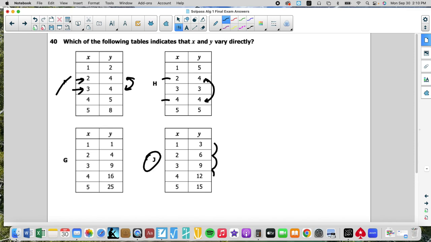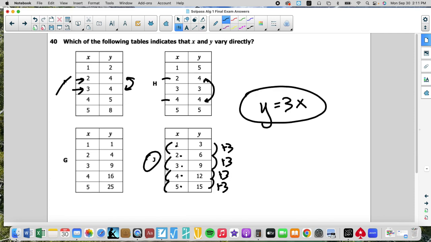3, 6, 9, 12, 15. We're adding 3, adding 3, adding 3, adding 3, and we're increasing by 1. That gives me a slope of 3. So y equals 3x. If we plug in 1, we get 3. If you plug in 2, you get 6. Plug in 3, you get 9. Plug in 4, you get 12. And it works for it. And that is in the y equals kx. That's a direct variation. So that would be it.